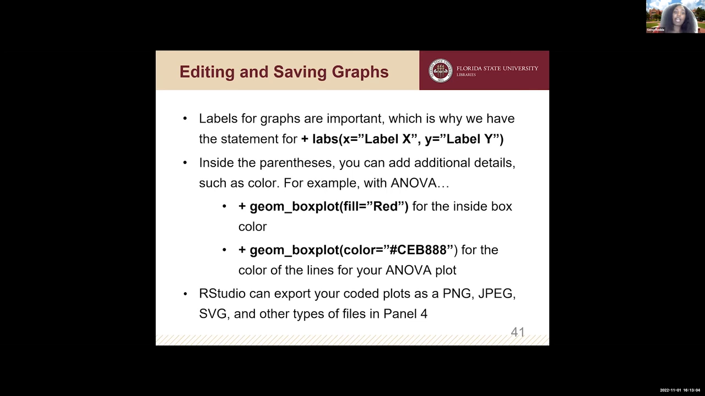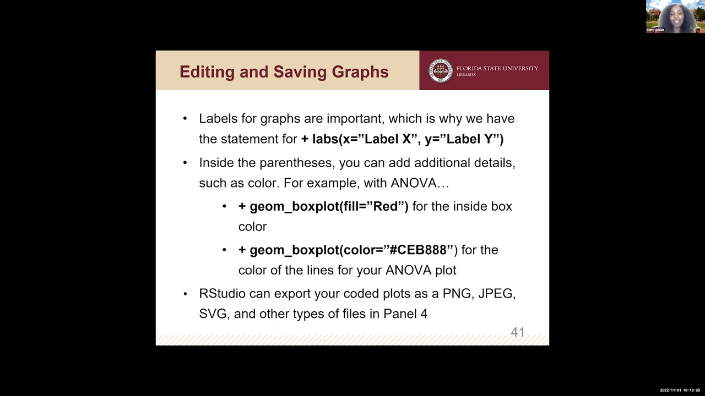Another detail you can do is adding colors. So like I said, when you put plus geom_boxplot or plus geom_point, it's going to show up with parentheses. You can leave that blank, or inside it, you can put any details like color. These are just some examples of some color features you can add. And of course, you can also export your plots and save them on your computer as various file types like PNG or JPEG. This would be in panel 4, which is the bottom right panel. And that way you can use them in another project.